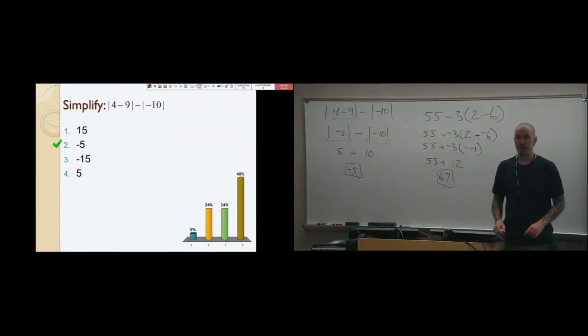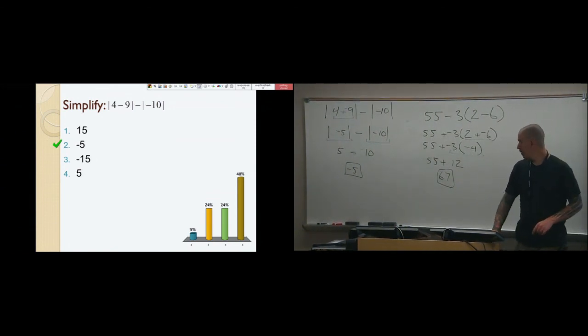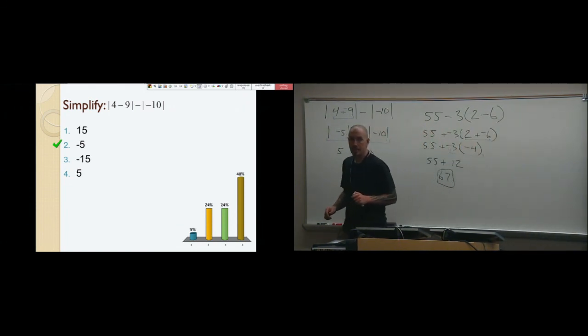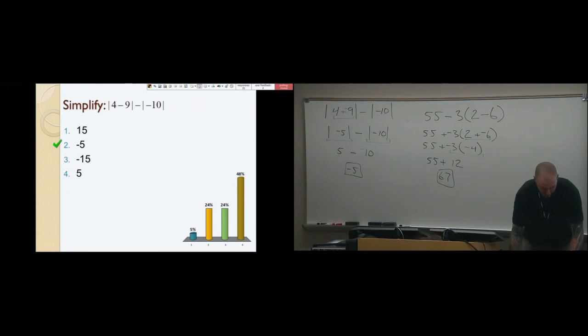So what did you type into your calculator? He typed it in just the way it was. The second one below the top. You typed in the absolute value of negative 5 minus the absolute value of negative 10? Where is that on your calculator?